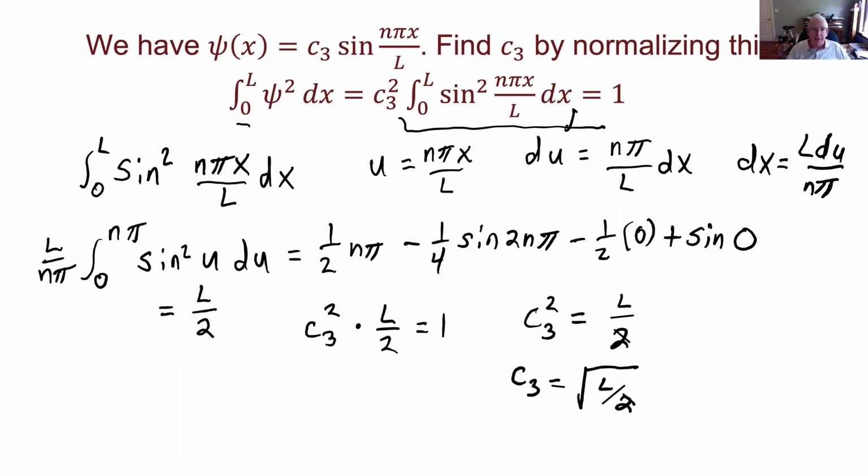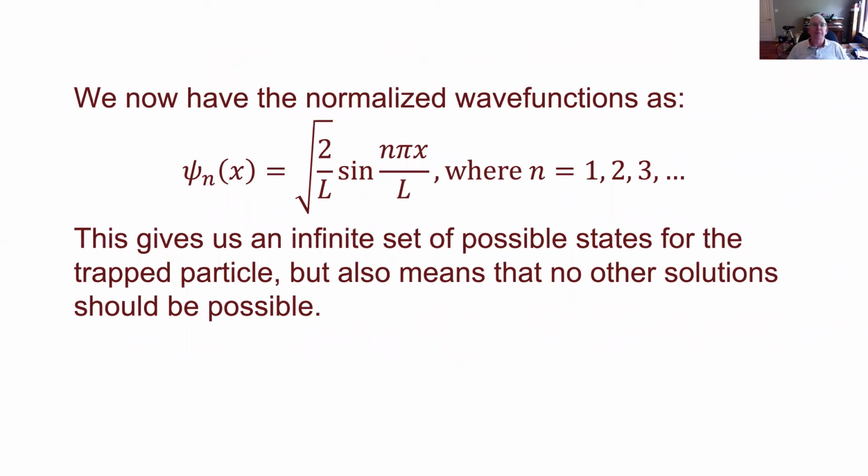If I take that and put it in here in a cleaned up fashion, that says that my normalized wave functions then are psi n of x is the square root of 2 over L times that sine function, sine n pi x over L. And again, n is restricted to positive whole number values here. What does this do? It gives us an infinite set of possible states for the trapped particle, meaning it can be in any one of those. There's no limit on how big the n quantum number could get because the walls of my box are infinitely high, so I can keep having additional energy levels up there.